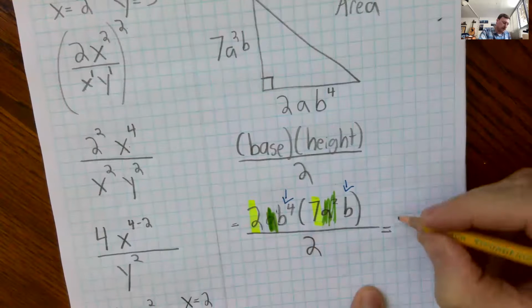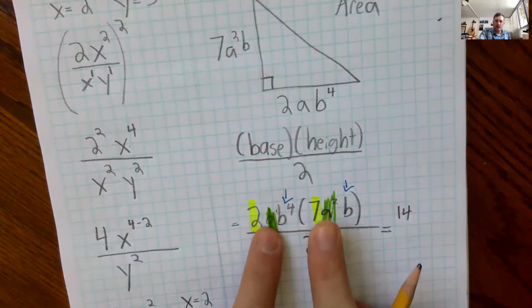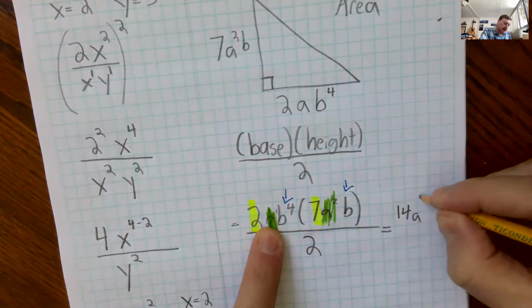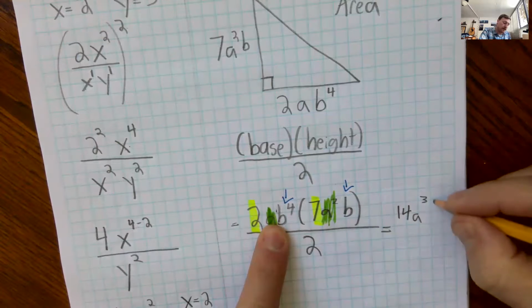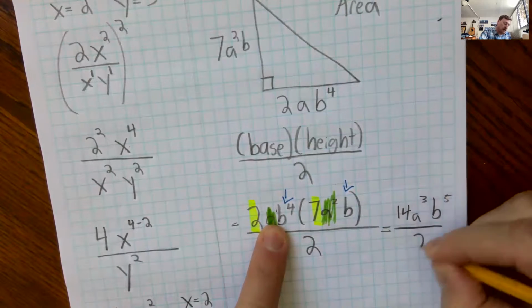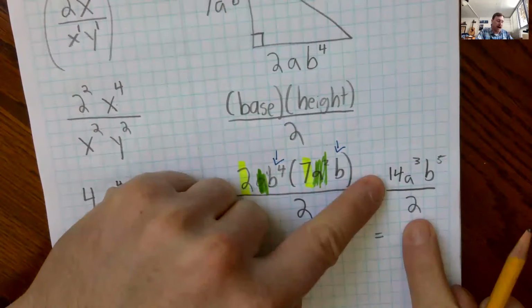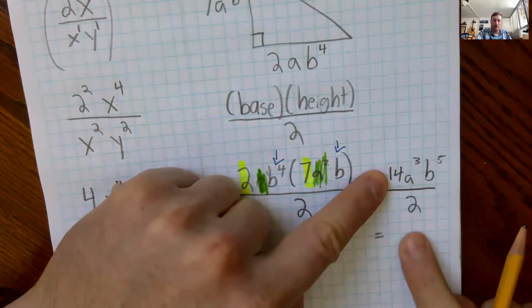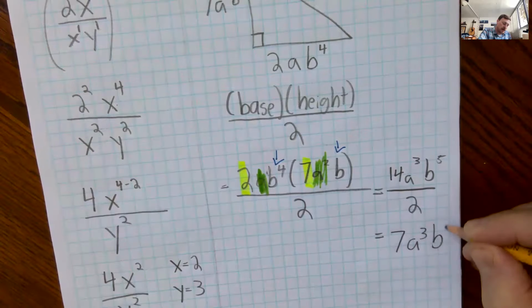2 times 7, that's 14. The a's in the green, I've got the same base, so all I need to do is add the exponents. This one has an exponent of 1, this one has an exponent of 2. 1 plus 2 is 3, so there's my new exponent, a to the third. Same thing over here with my b's. They're the same base, so I add the exponents. 4 plus 1, that's 5. b to the fifth, all over 2. I can take this down one more by just dividing the 14 and the 2, the whole numbers there. So this becomes 7a to the third, b to the fifth.